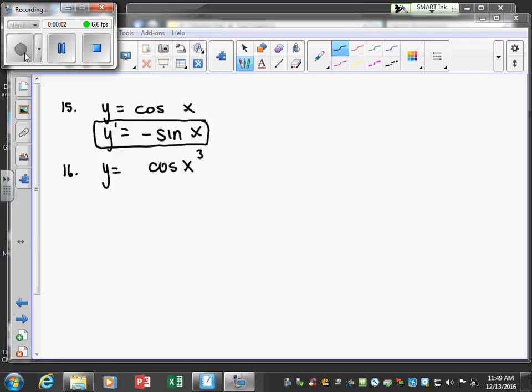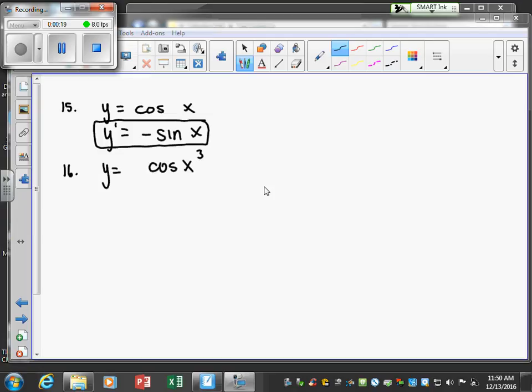Okay, still just working through examples with different rules. So recall y equals cosine of x. The derivative of cosine of x is just negative sine of x. Okay, we've done that. This time, it's not just an x here. This time it's a function itself, so it's x cubed.